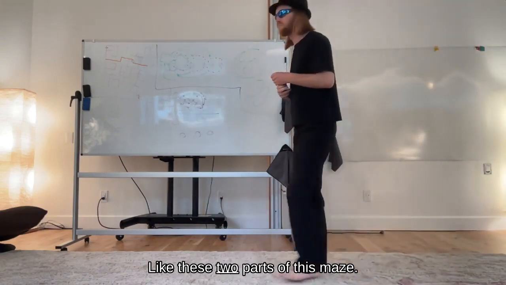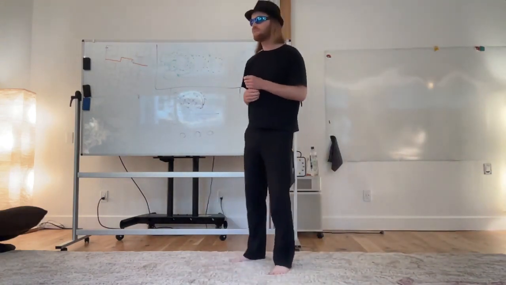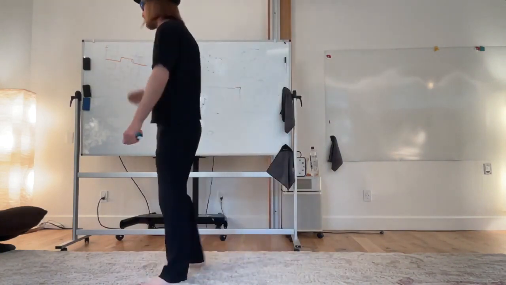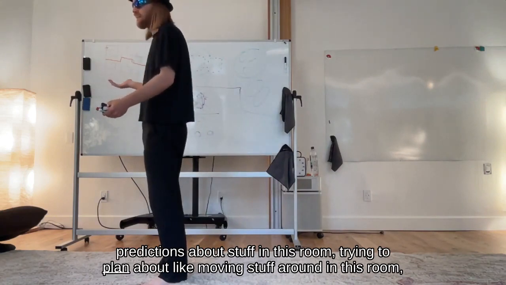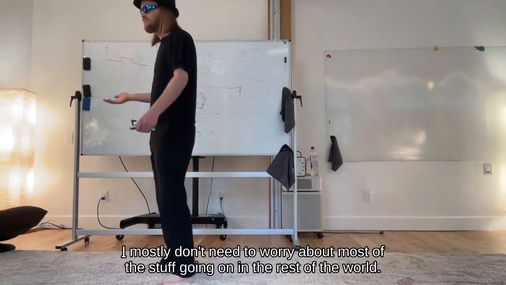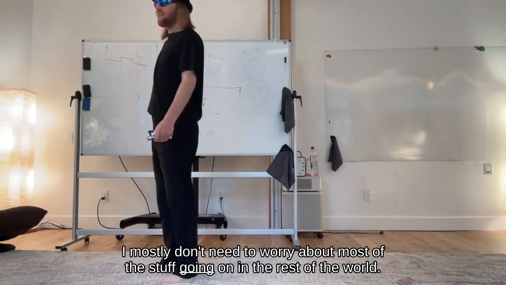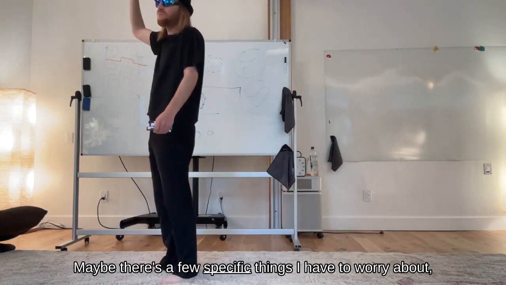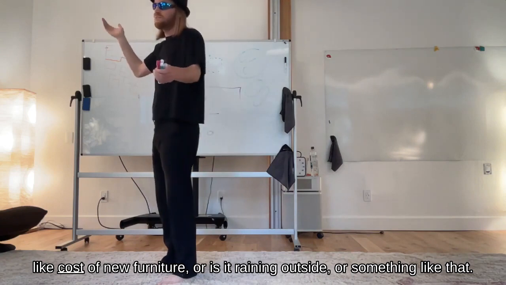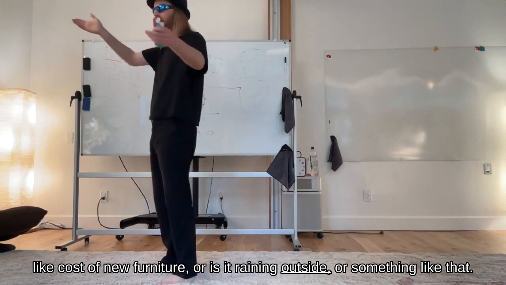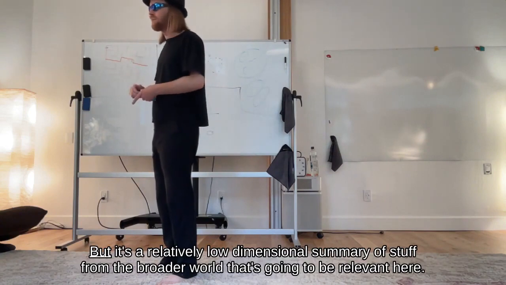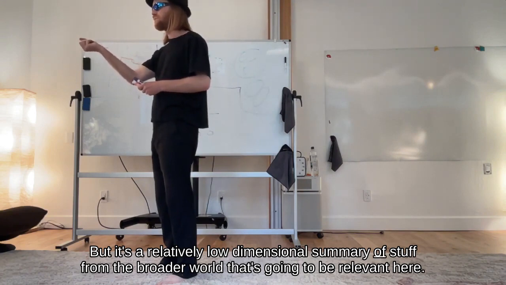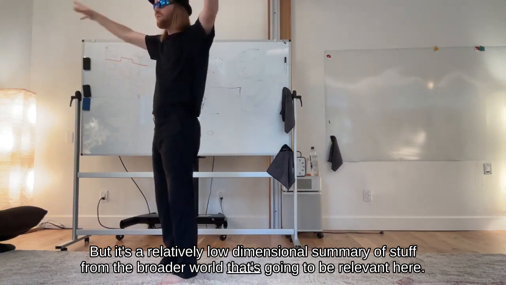Like these two parts of this maze. Bingo. Or like if I'm looking around this room and thinking about stuff in this room, making predictions about stuff in this room, trying to plan about moving stuff around in this room, I mostly don't need to worry about most of the stuff going on in the rest of the world. The vast majority of the stuff going on in the rest of the world isn't all that relevant. Maybe there's a few specific things I have to worry about, like the cost of new furniture, or is it raining outside, or something like that. But it's a relatively low-dimensional summary of stuff from the broader world that's going to be relevant here.